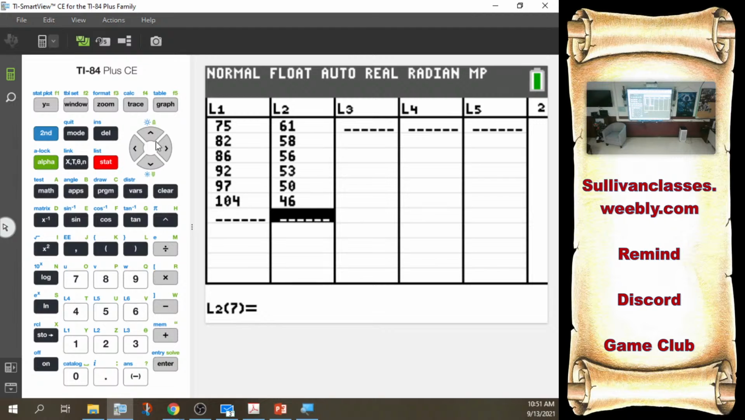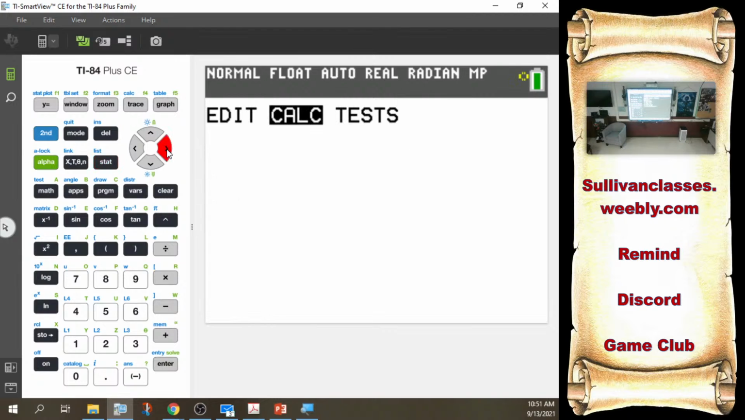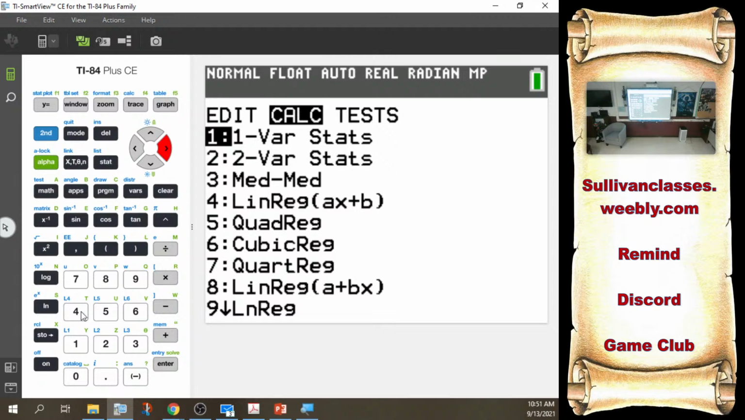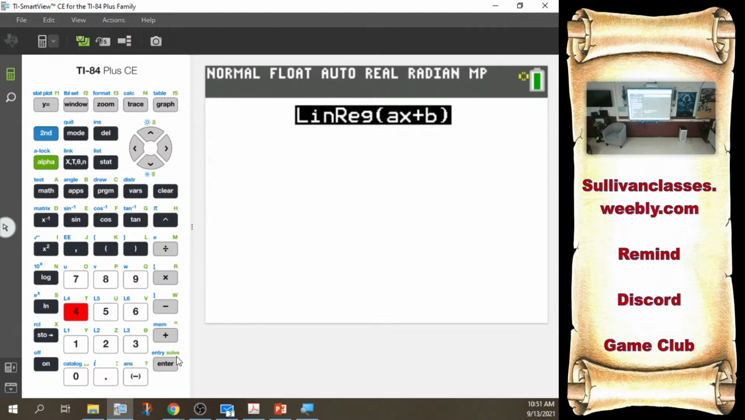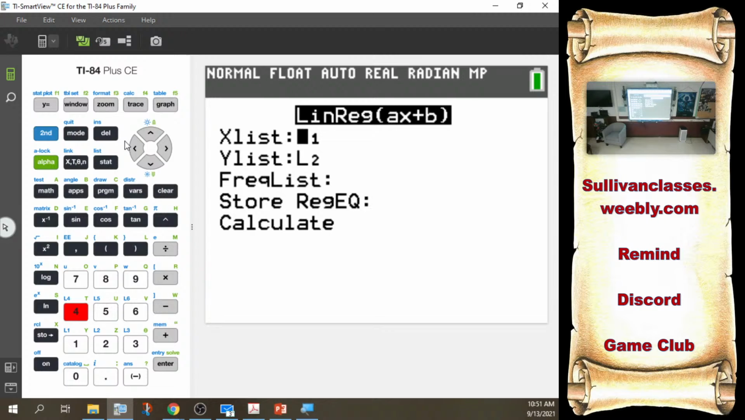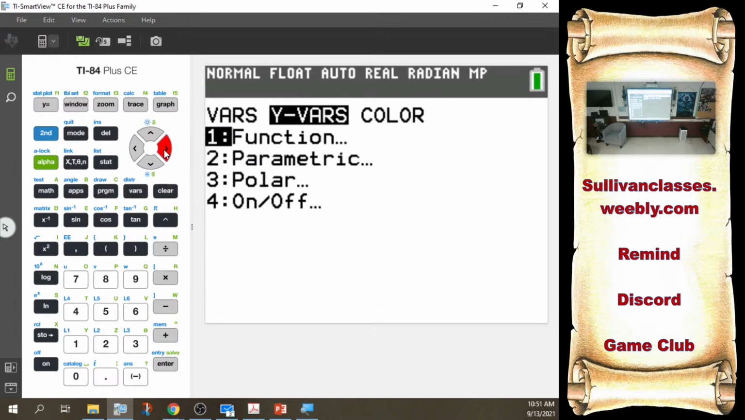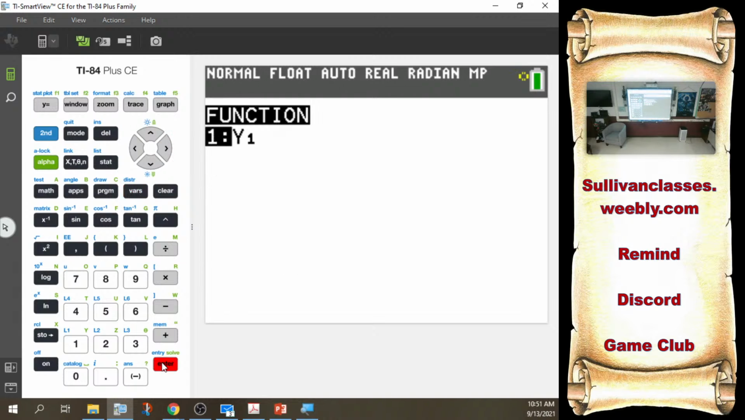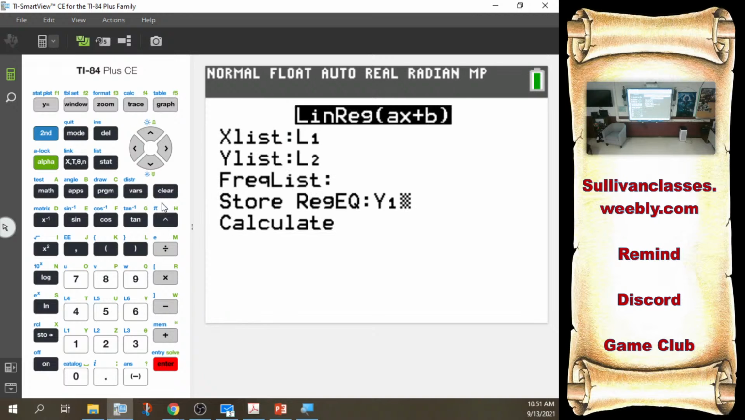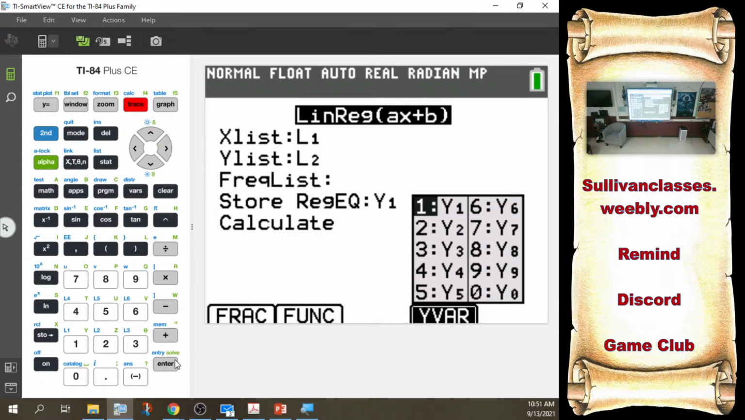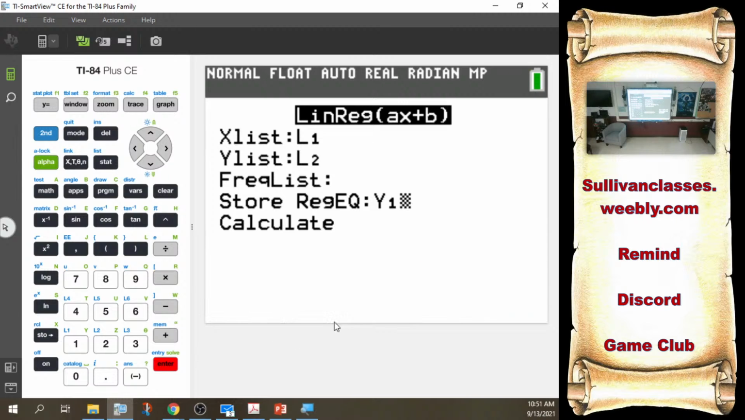If I want my line of best fit, stat, calculate, linear regression. Make sure you got your right lists. If I'm going to store it, I can variables, the y's, the function y1. Or if you're on TI-84, alpha, trace. Okay, either way, doesn't matter. I just need to store it.